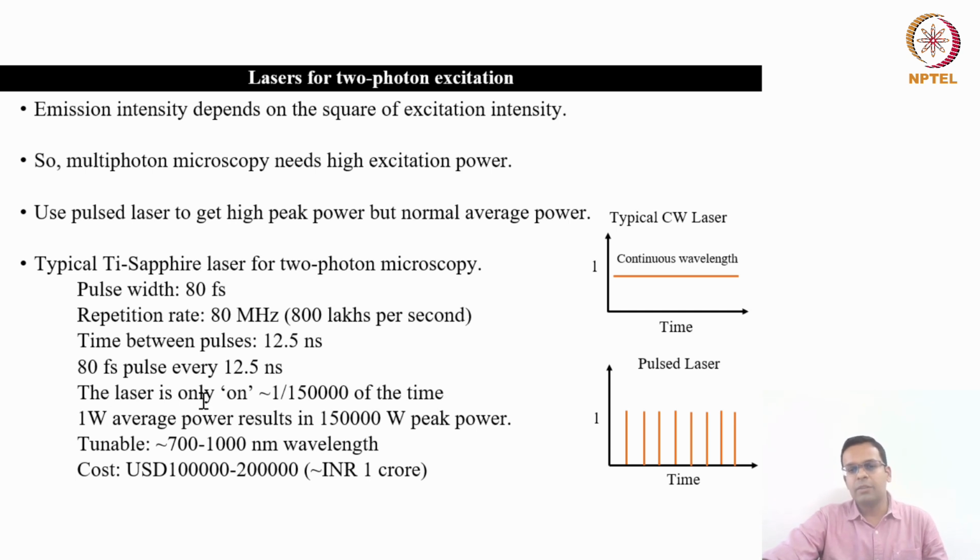All these are just to show how fast this laser works. Everything is in femtoseconds and nanoseconds. The laser is only on for 1 by 150,000 of the time, and 1 watt average power results in 150,000 watt peak power. Excitation wavelength is tunable from 700 to 1000 nanometer, and the cost is generally 100,000 to 200,000 US dollars, or 1 crore INR. So this is a Ti sapphire laser that is generally used for two photon microscopy.